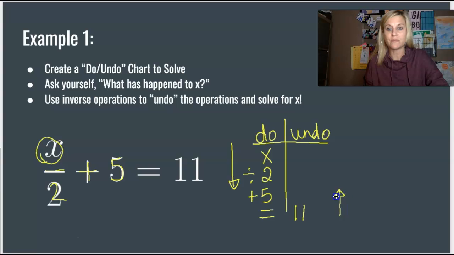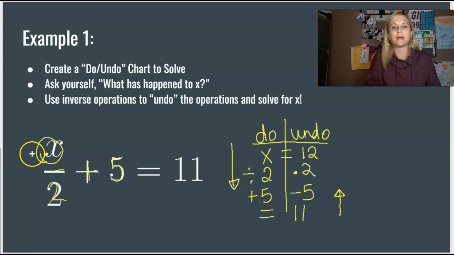So we're going to go up this way. Starting at 11, what's the opposite of add 5? Well, the opposite of add is subtract. So the inverse would be to subtract 5. What's the opposite of divide by 2? Well, that would be to multiply by 2. So starting at 11, you subtract 5, and then you multiply by 2. Once you get that answer, you're going to see that X is equal to 12.